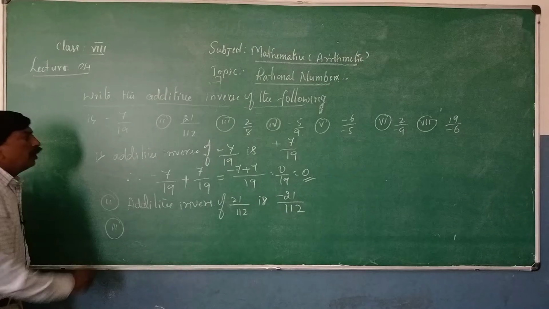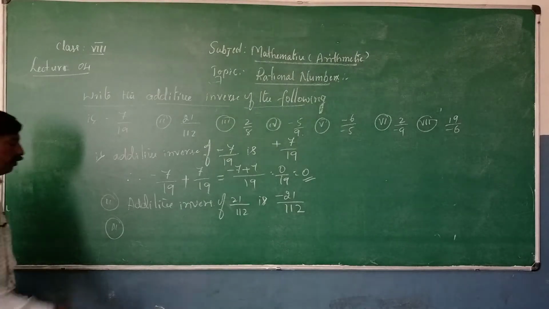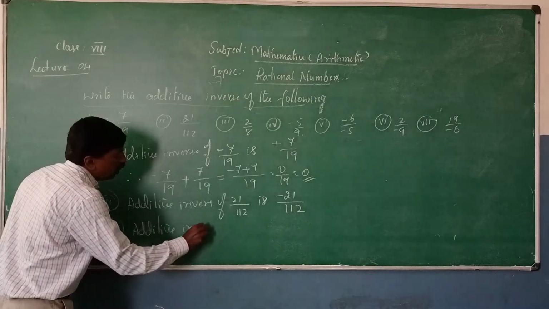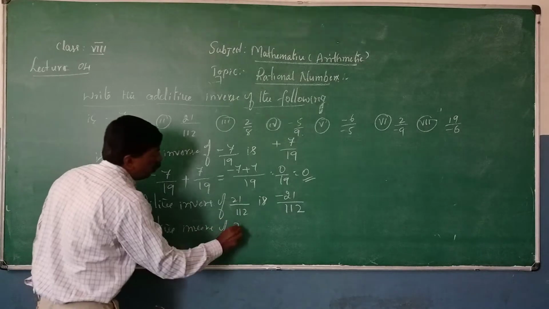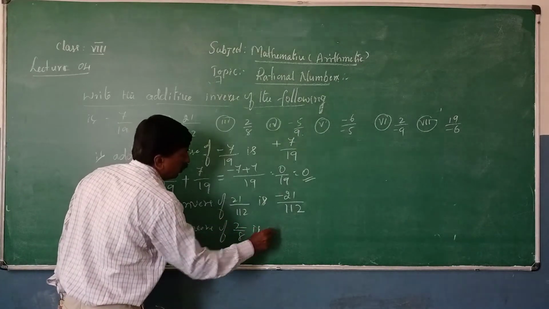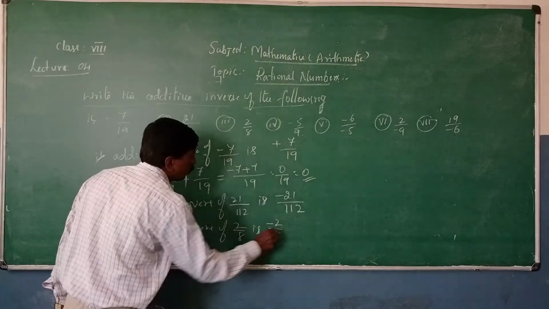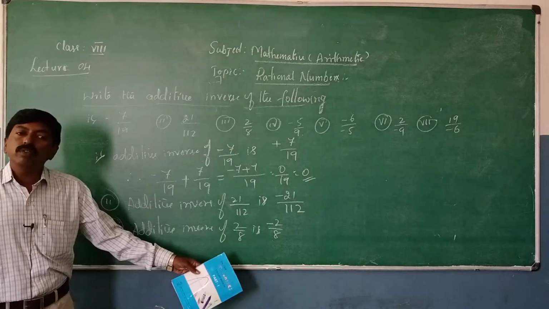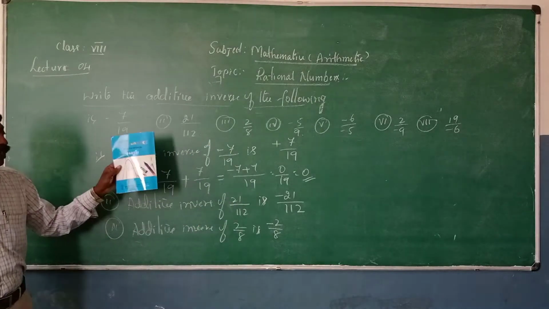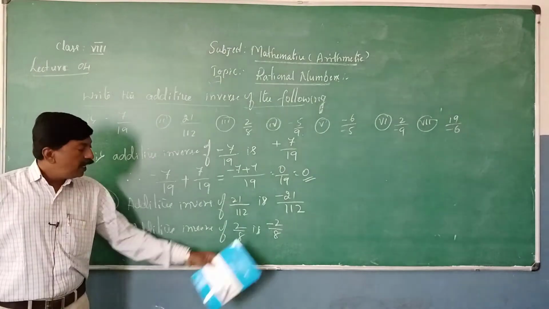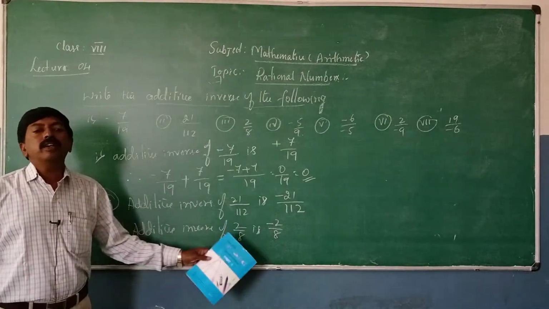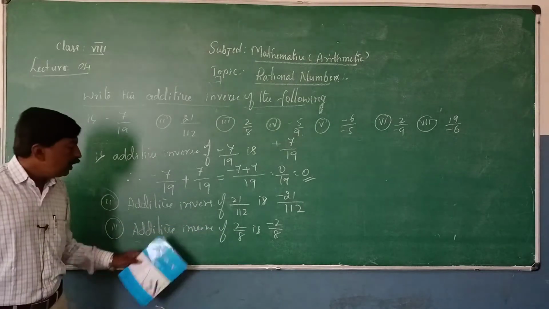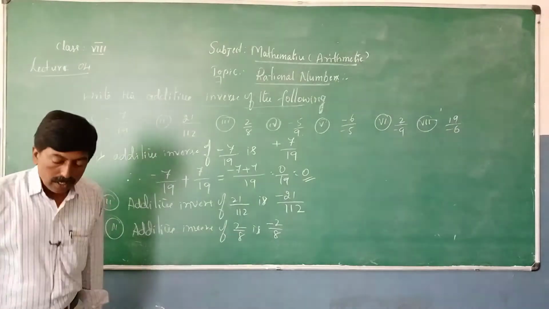And the third question, what is the additive inverse of 2 by 8? The additive inverse of 2 by 8 is minus 2 by 8. The reason is, again, the sum of the two is 0. You can verify like this. Whatever I did for the first question, you can verify in that way. You will get 0. That 0 is called the additive identity element. Therefore, the additive inverse of 2 by 8 is minus 2 by 8.